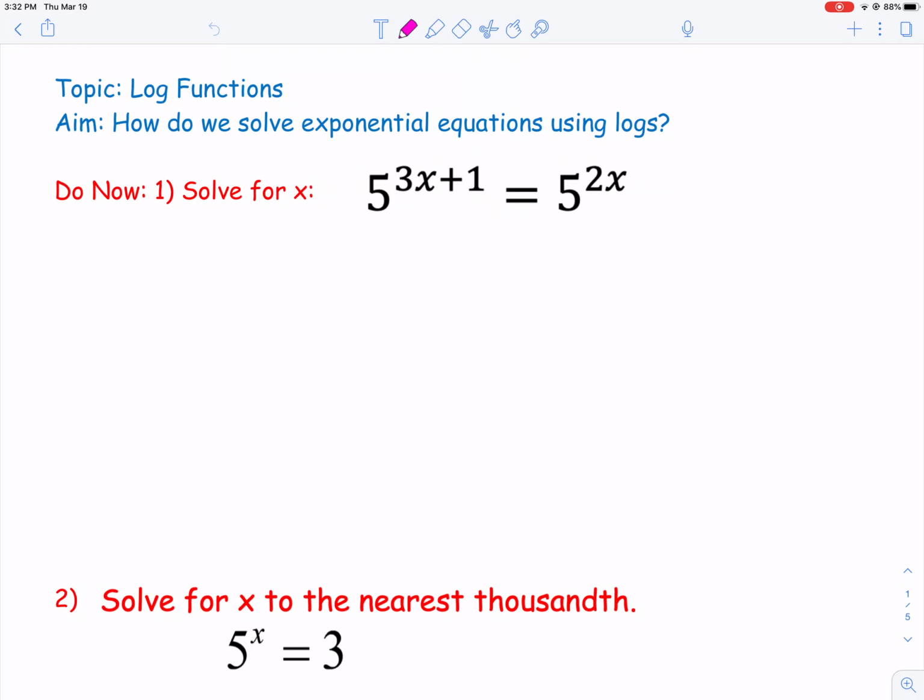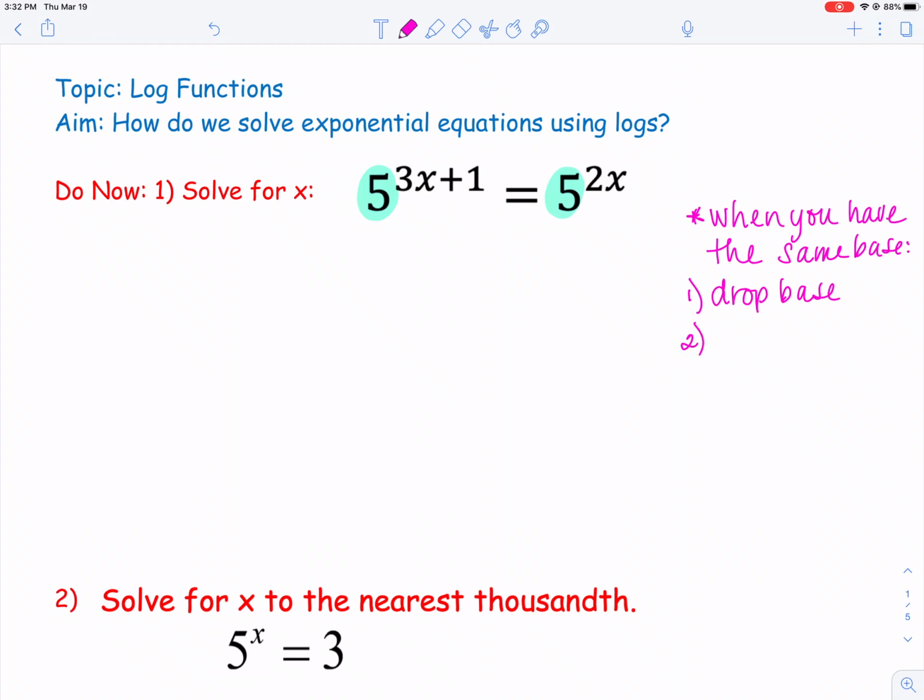So the do now is kind of basic, and we haven't really talked about this yet, but if you notice in the do now, you are looking at the same base. You have a base of 5 on both sides. And when you have the same base, so I'm going to just make a little note, when you have the same base, you are allowed to drop the base, and then you are just going to set your exponents equal to each other.